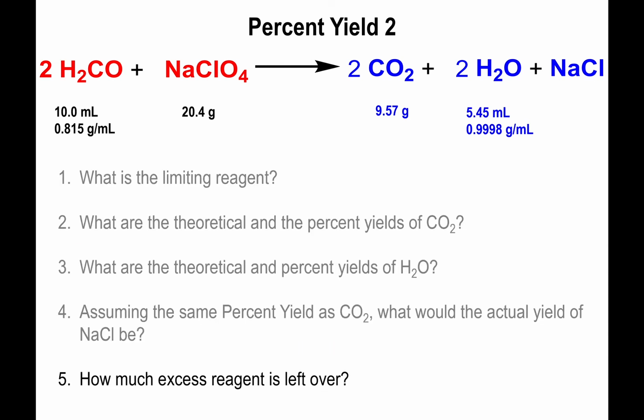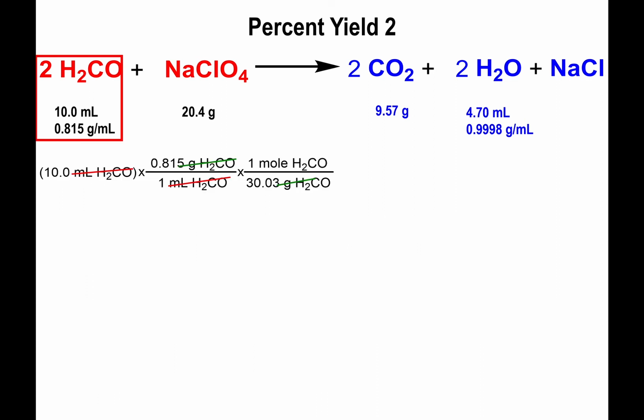All right, now the last thing we'll do is determine the amount of excess reagent left over in the reaction. We already know that H2CO is the limiting reactant, so by default, sodium perchlorate will have to be the excess reagent. And like any good old stoichiometry problem, we will have to start with the limiting reactant. Even though our interest is now on the excess reagent, we still start with the limiting reactant.